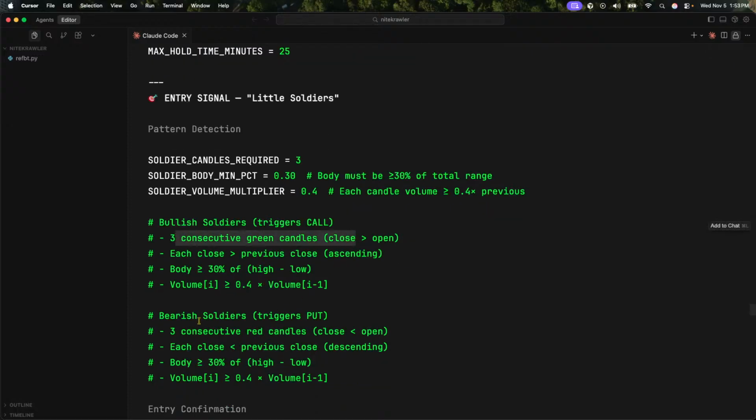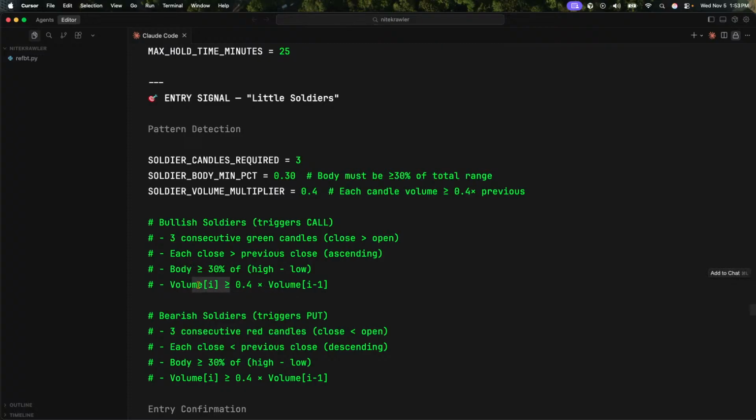3 consecutive green candles or 3 consecutive red candles. So 3 consecutive green is letting us know that we're bullish, and 3 consecutive red is letting us know that we're bearish. We're also going to need volume attached to that. So we're not just looking for the price movement, but I want to make sure that there's people actually buying and selling. That's what volume is letting us know. I don't just want price movement, but I also want the volume confirmation.